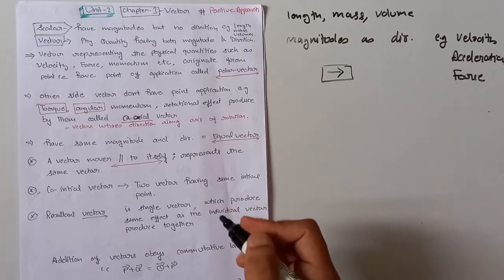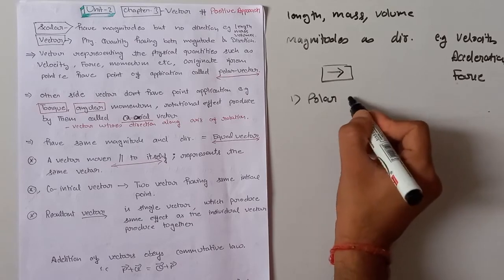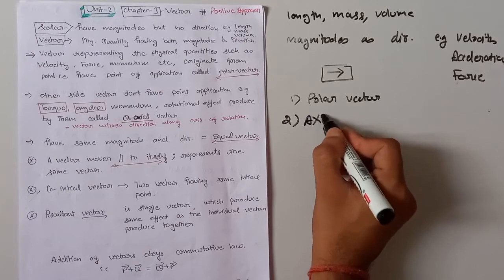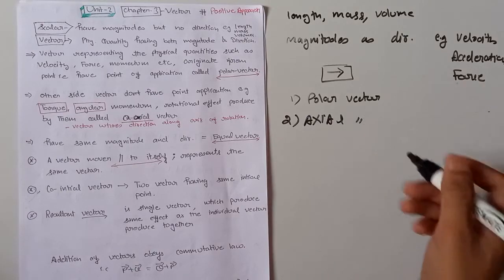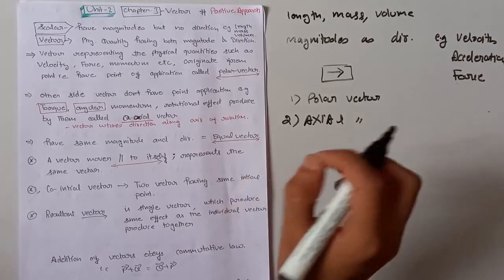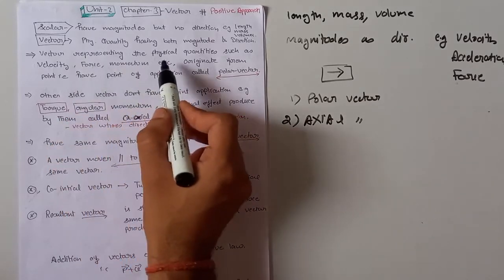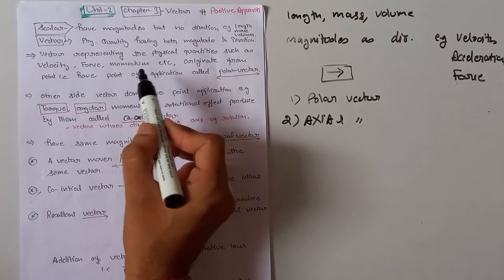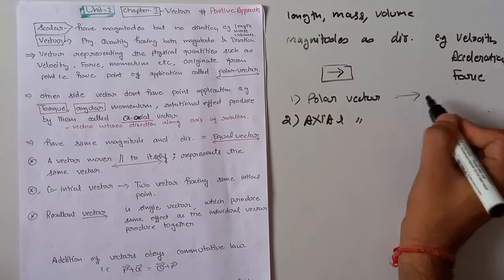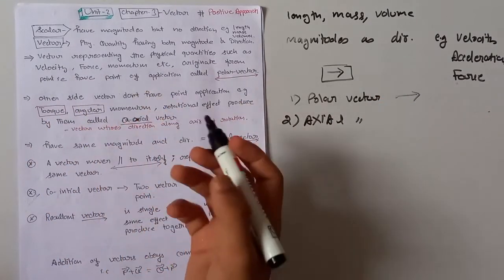Now vectors are of two types. Our first type is polar vector, and our second type is axial vector. What is a polar vector? Any vector representing a physical quantity such as velocity, force, momentum, etc., which originates from a point is known as a polar vector. For example, velocity, force, momentum, etc. These are all polar vectors.